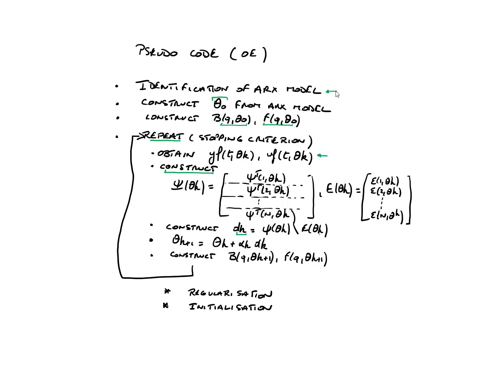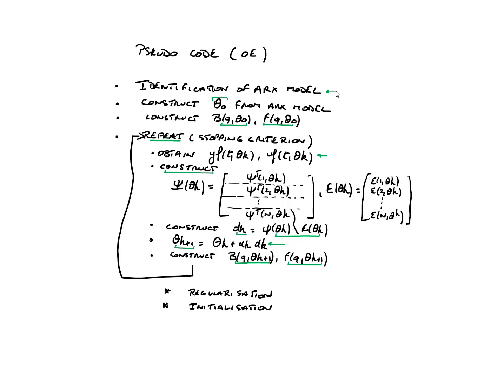Here I've written this in MATLAB notation. Once you have the descent direction, you can do the update of theta with alpha k, a value that is close to 1 but probably a little bit less than 1. And when you have your new parameter theta k plus 1, you can construct your new polynomial B, your new polynomial F, and return over here.